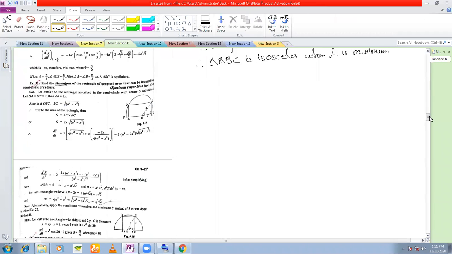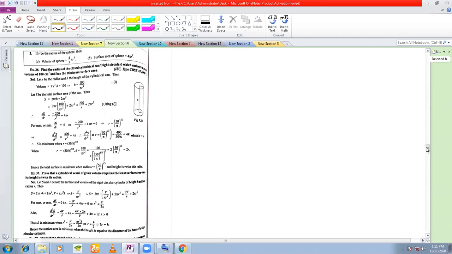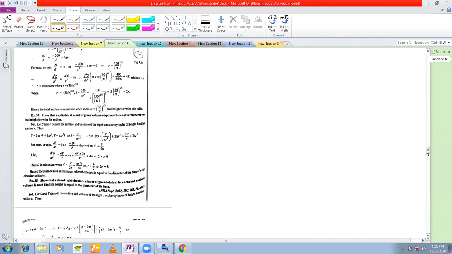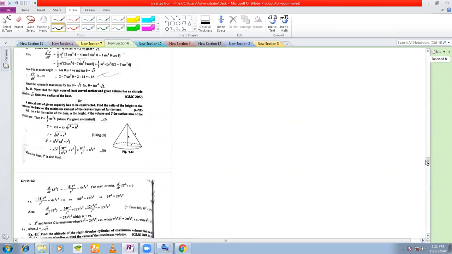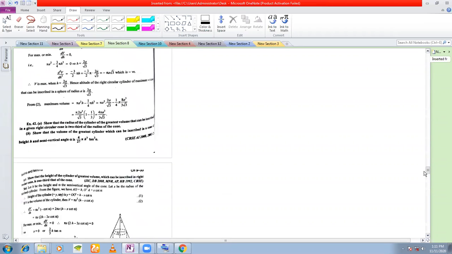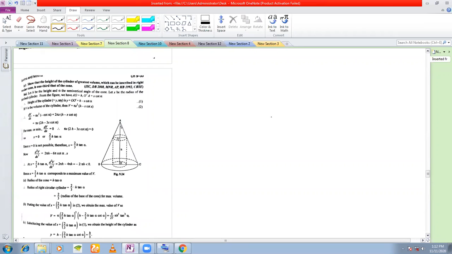Okay, these are all applied problems. Now, one applied problem from three dimensions, relating to your cylinder and cones. See this one, I'll work this out in a very simple way. They have taken all the angles and all, but you don't need to take all these angles. The question here is, show that the height of a cylinder of greatest volume.